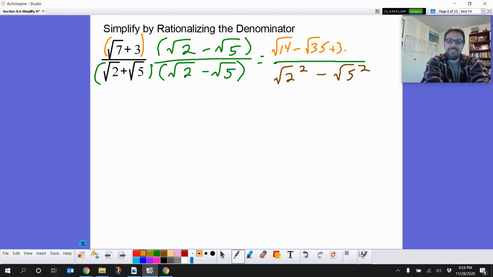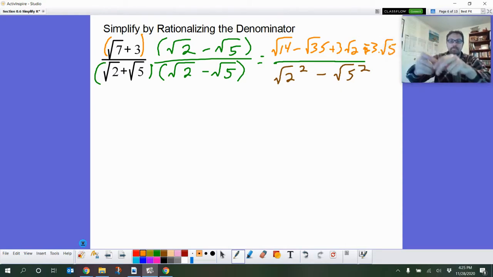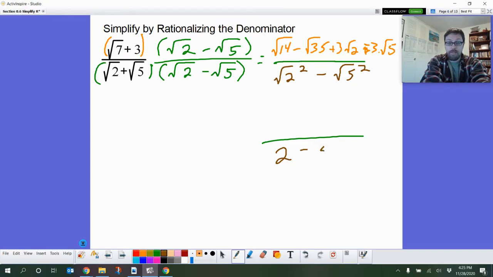Plus 3 square roots of 2. Plus 3 minus, minus 3 square roots of 5. Yeah, I think that's good. All I need to do now is simplify that denominator. So square root of 2 squared is 2 minus the square root of 5 squared, that's 5.